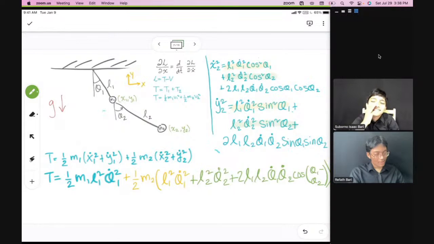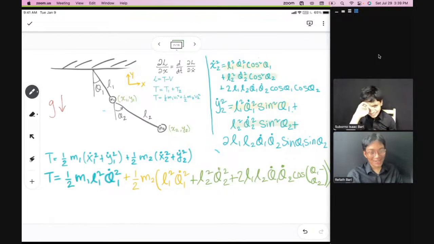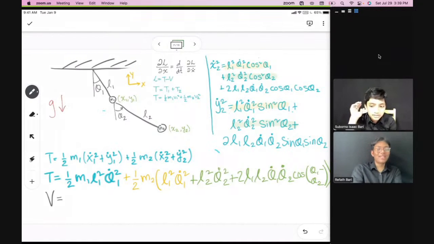Okay, great. So we've got our kinetic energy. All that's left now is the potential energy, and then we can write down the Lagrangian, and then using the Euler-Lagrange equation, solve for the equations of motion. So if that's not exciting to you, then you're not alive. Okay, so let's keep going. So that's T1, that's T2.